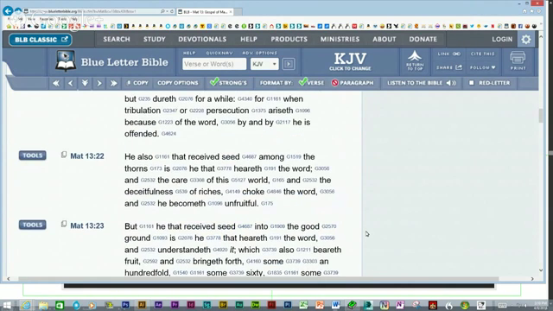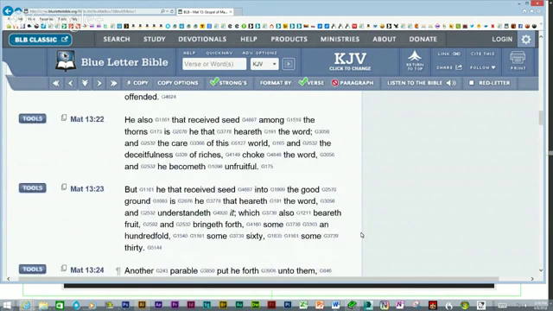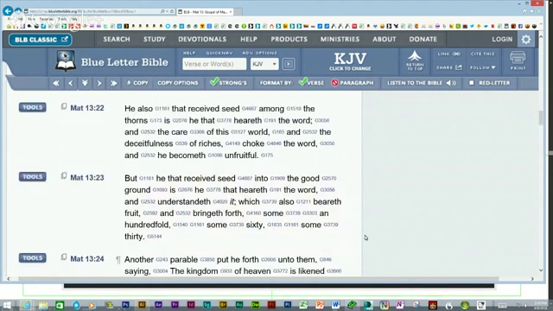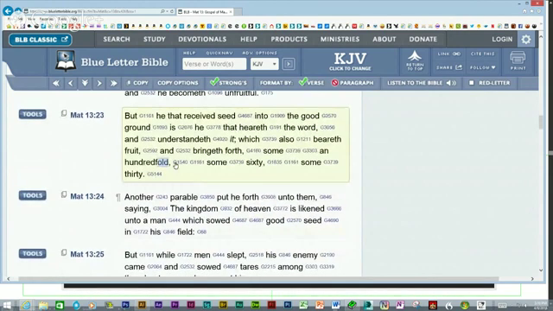But he that receives seed into the ground, the good ground, is he that heareth the word and understandeth it, which also beareth fruit, and bringeth forth some 100 and some 60 and some 30. So basically, you'll get a full understanding, you'll get at least a kinship to some of it, or you'll just gather what you can. All right.